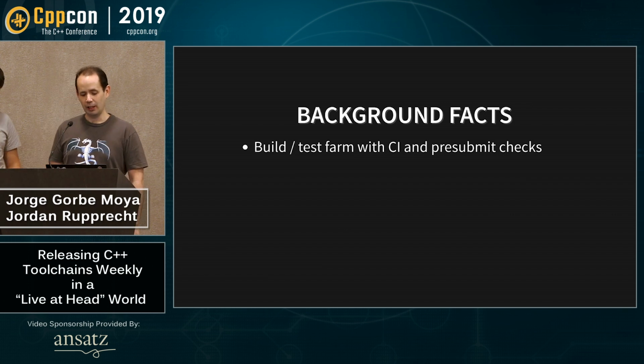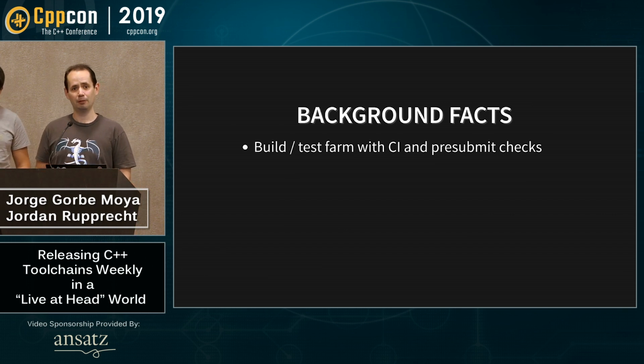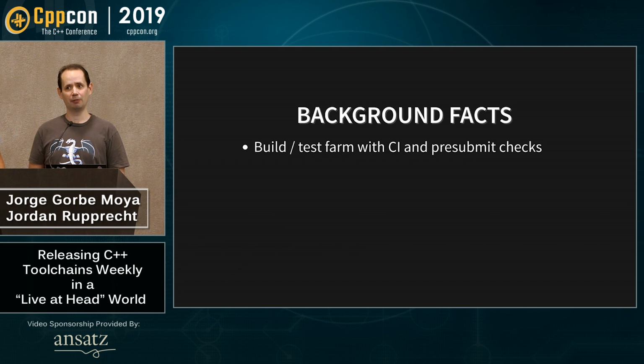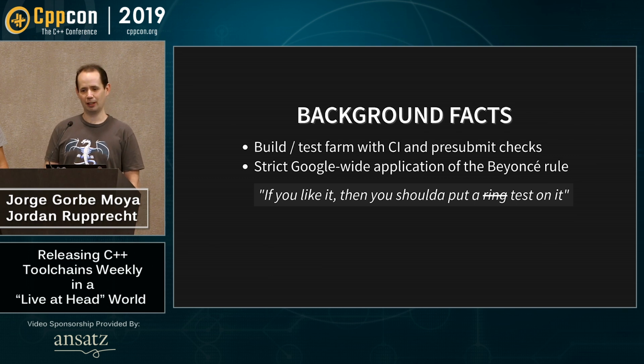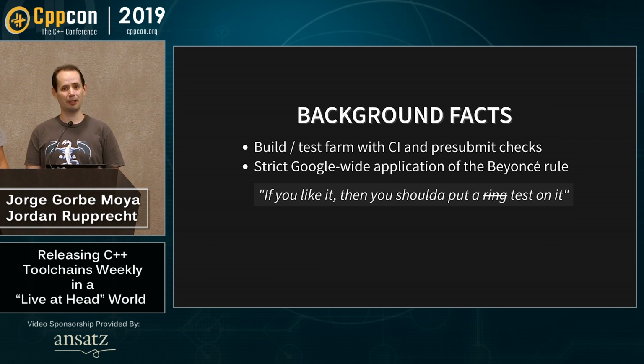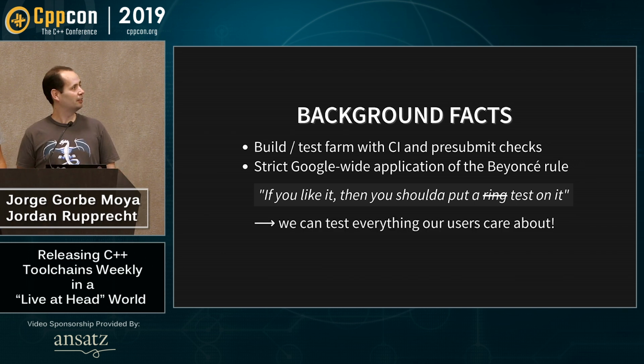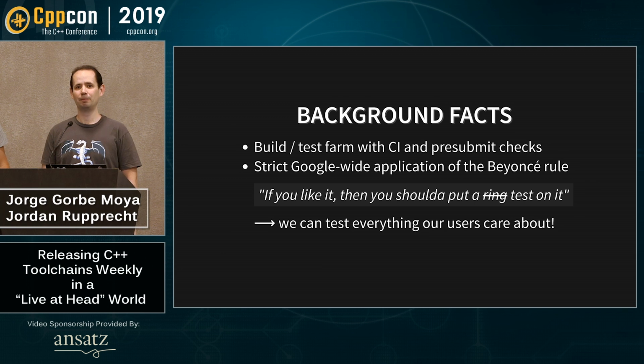Also, we have a build and test farm for continuous integration, and we can run all the tests in the code base as a pre-submit. And we have this strict testing culture codified by what we call the Beyoncé rule. Beyoncé has this song saying, if you like it, then you should have put a ring on it, and we say, put a test on it. And that means that we can test everything our users care about.